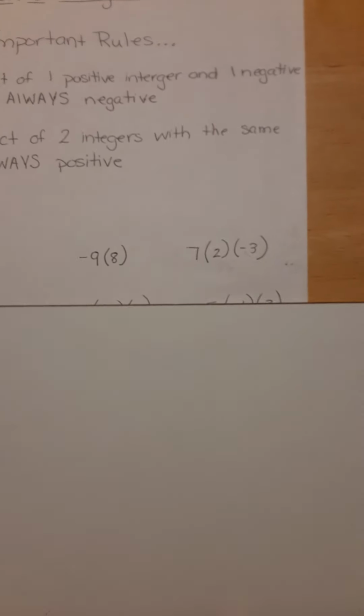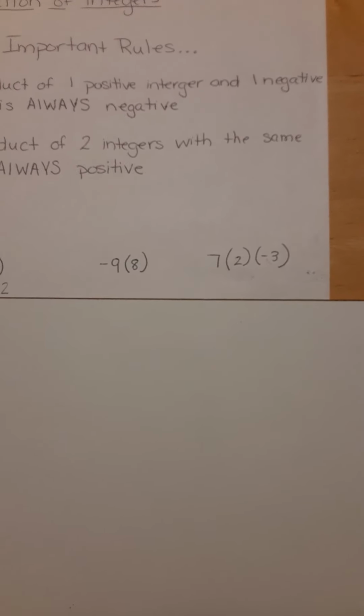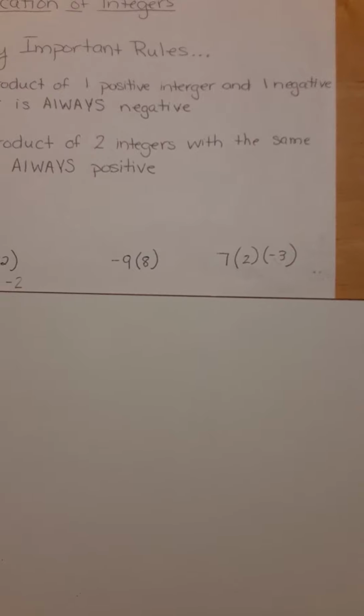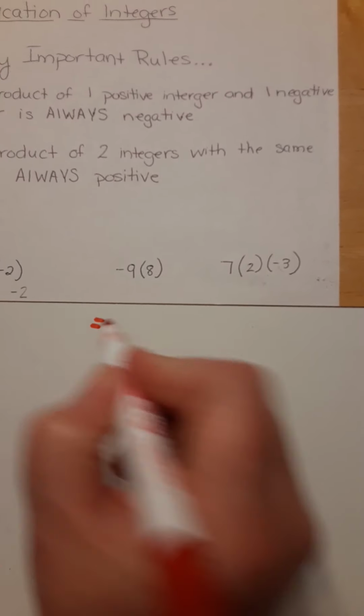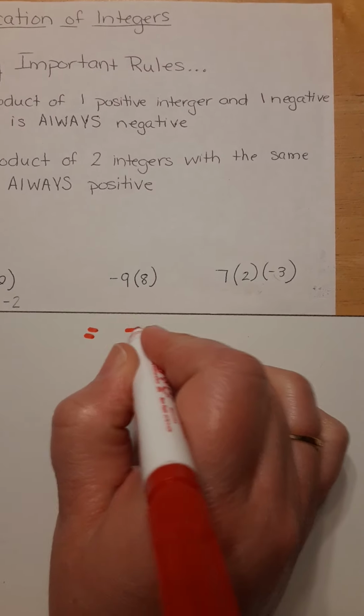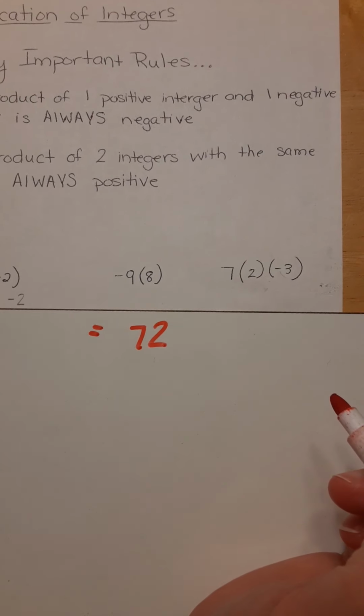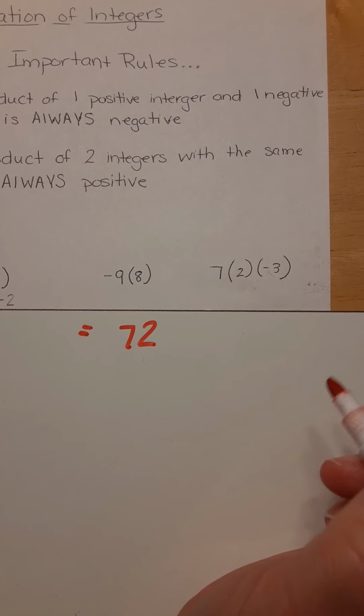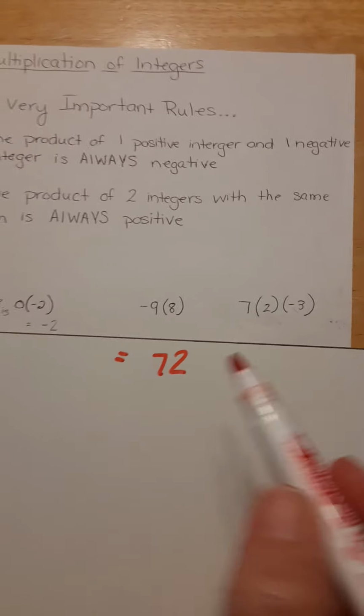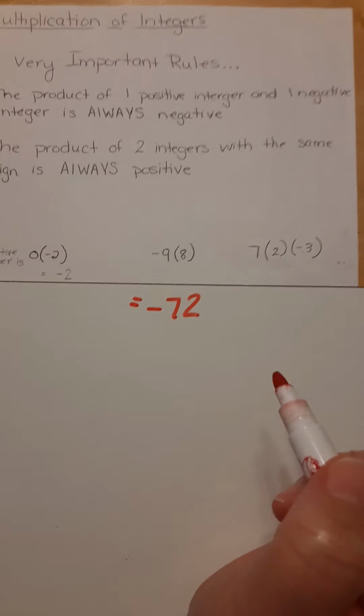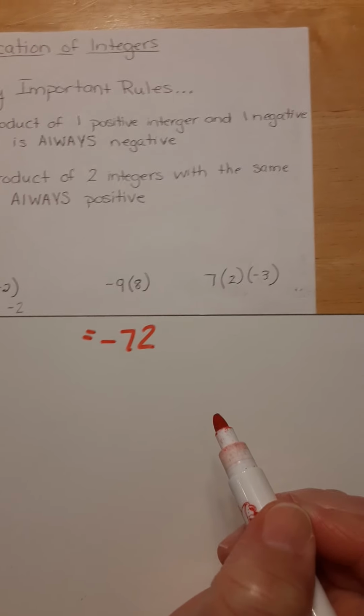So let's do the examples here and let's see how you did. Okay, first thing off, let's go ahead and multiply the numbers. 8 times 9 is 72. How many negative signs do I have there? I'm multiplying one positive and one negative. So my answer has to be a negative 72.